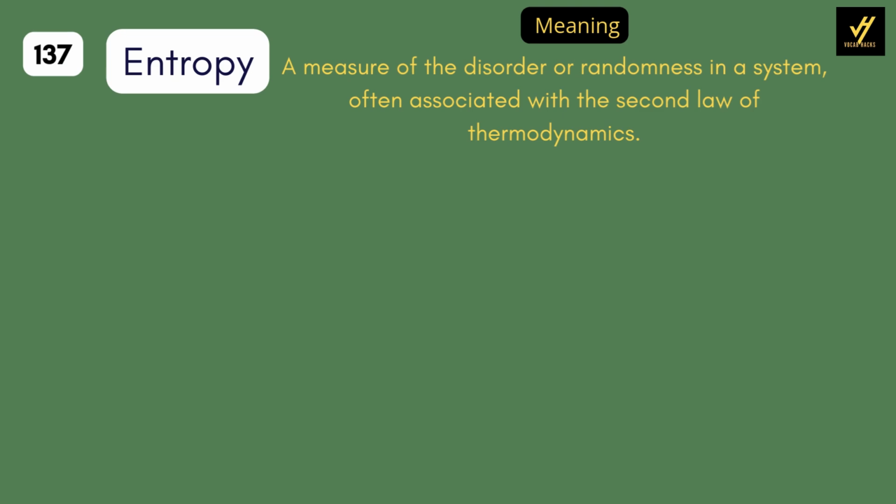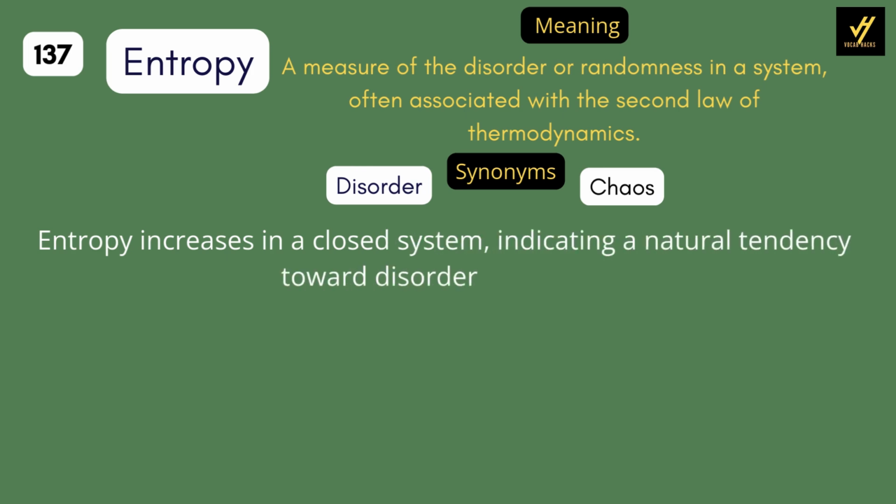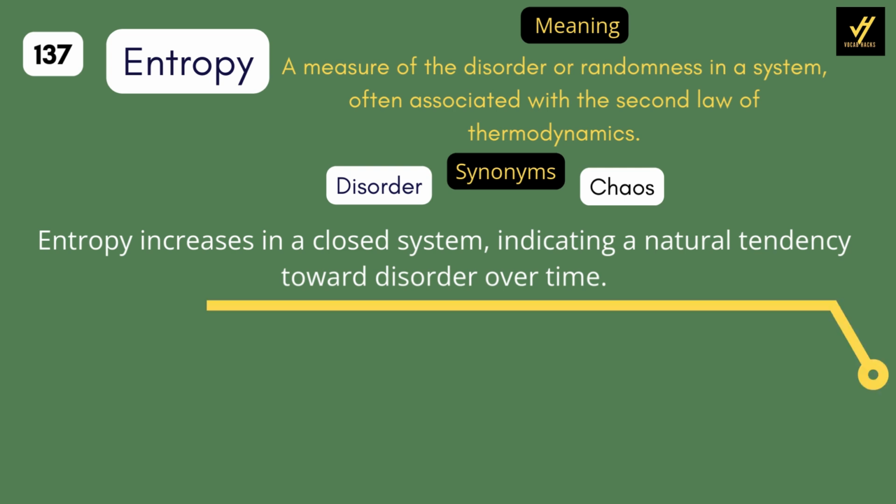Entropy, a measure of the disorder or randomness in a system, often associated with the second law of thermodynamics. Disorder, chaos. Entropy increases in a closed system, indicating a natural tendency toward disorder over time.